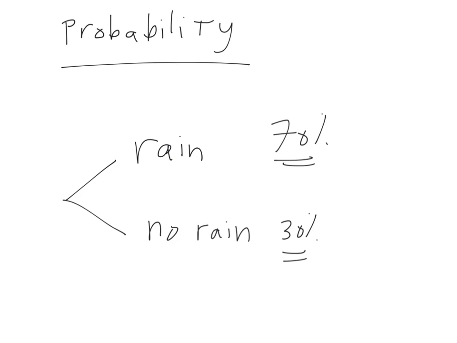So we just write 0.7. And here we write 0.3. So it's a fraction, usually between 0 and 1. And you notice that if you add these two probabilities, you always get 1. Whatever the outcomes you have, the sum of the probabilities at the end will always equal 1. Okay, so that's it.